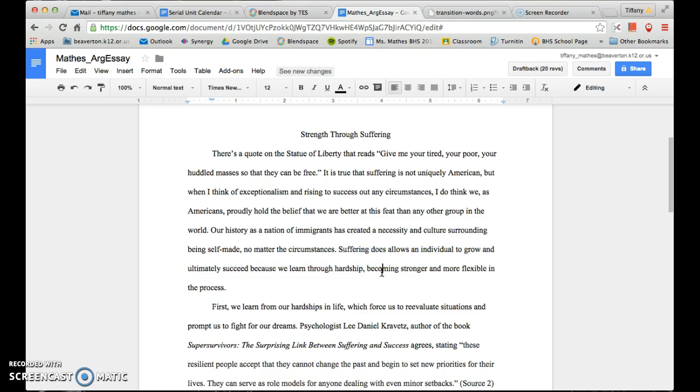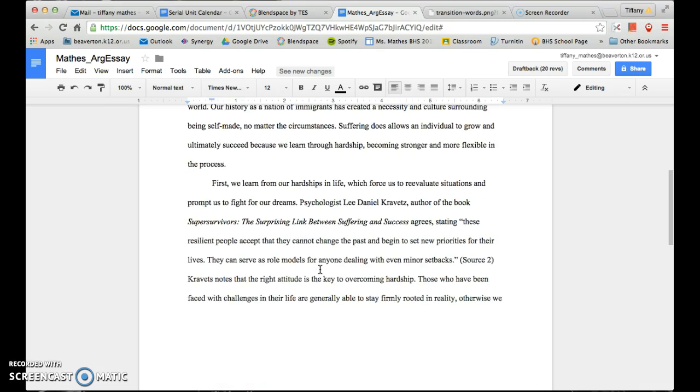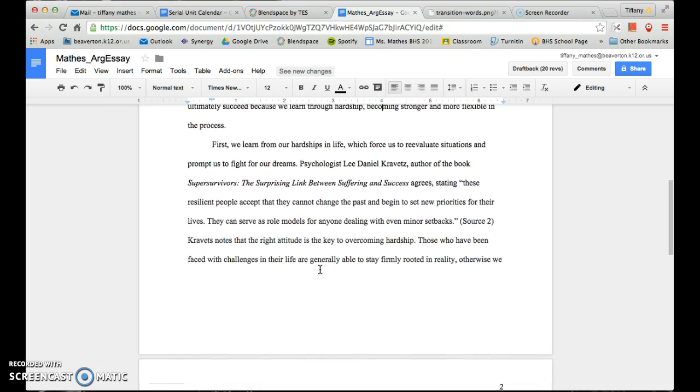Okay, we talked about organization. Pause it here if you need to go through and organize your essay. Number 4, the fourth topic we're going to talk about is these body paragraphs.